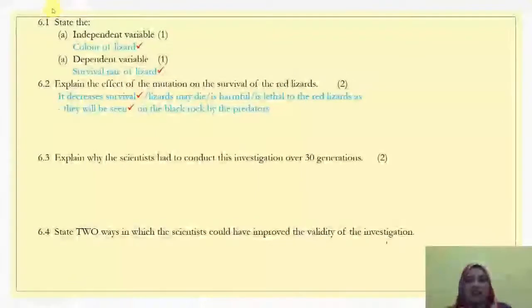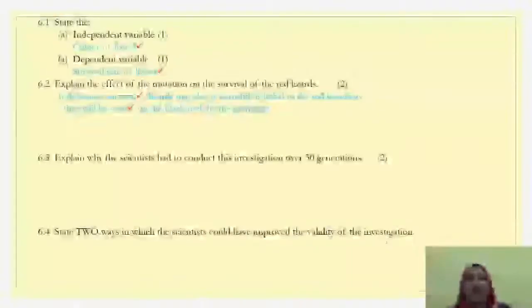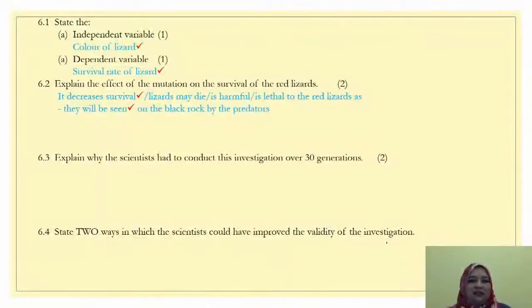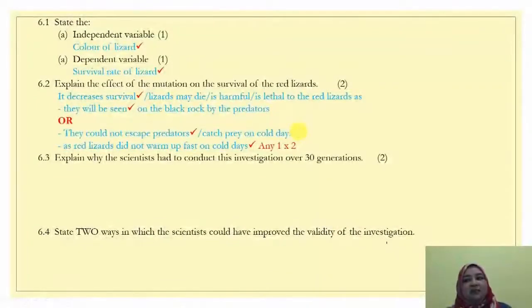So explain normally means what and why. What occurred? It decreased the survival rate, or you may say lizards die, or it's lethal to the lizards, right? And why did they die? Because they will be seen on the black rock by predators. Okay? Another way of putting it is, or they could say, they could not escape the predators, right?